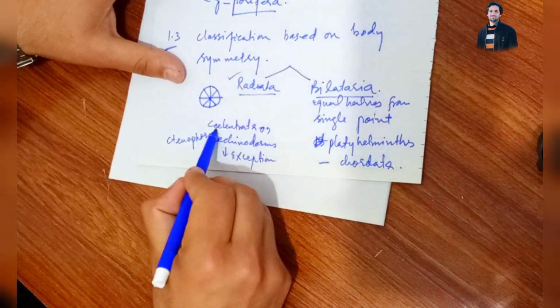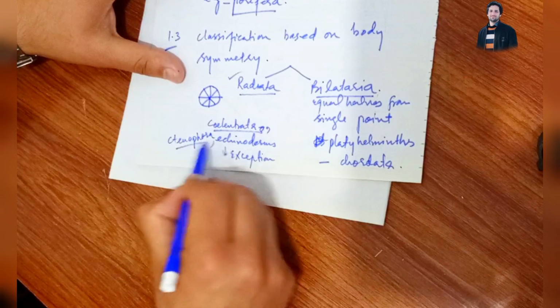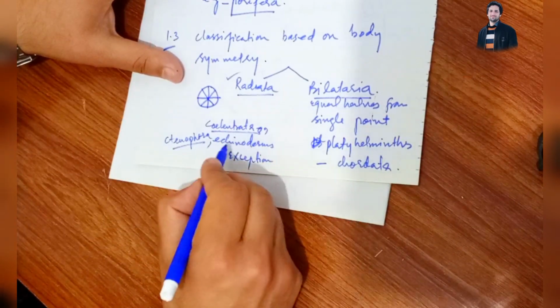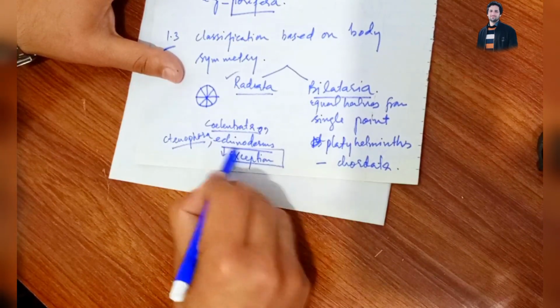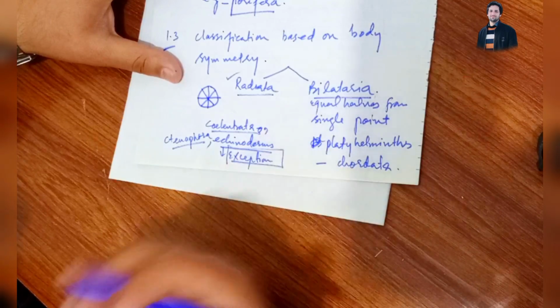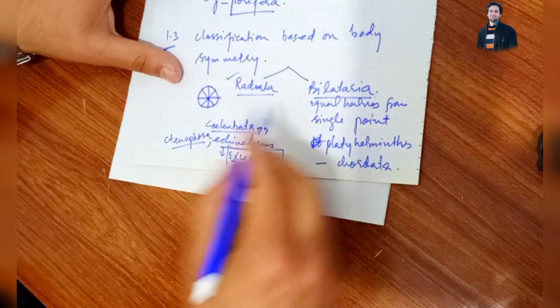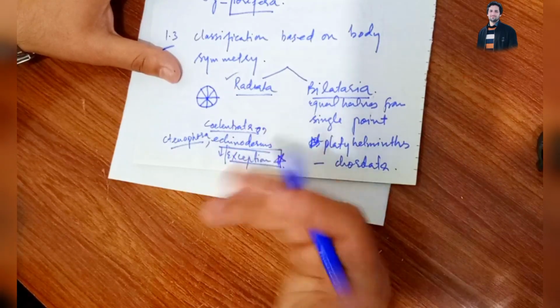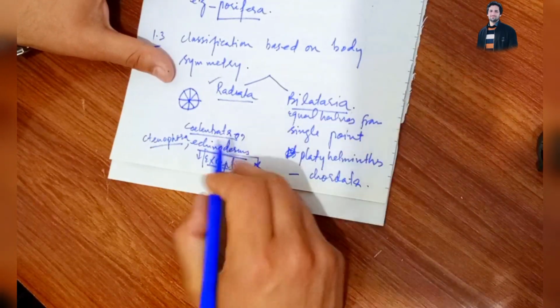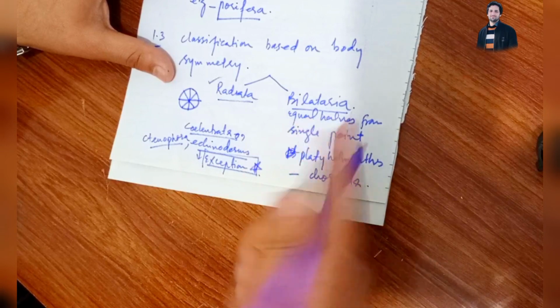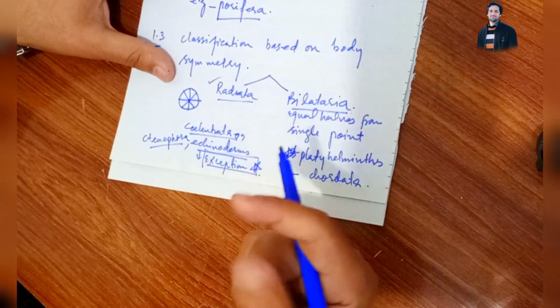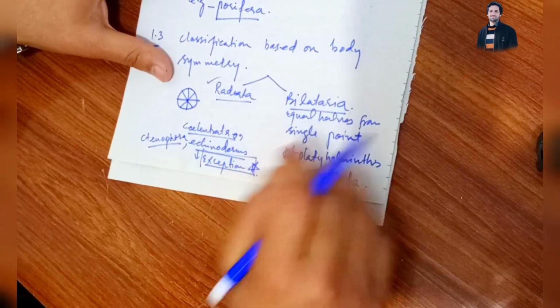Examples are Cnidaria, Ctenophora, and echinoderms, but there is an exception in echinoderms. The larva is bilaterally symmetrical and the adult is radially symmetrical. This is the most important exception, which is often asked in the exams. So the echinoderm larva is bilaterally symmetrical and its adult is radially symmetrical.